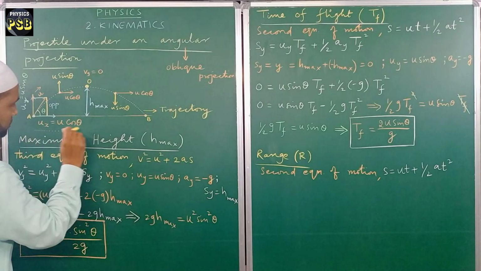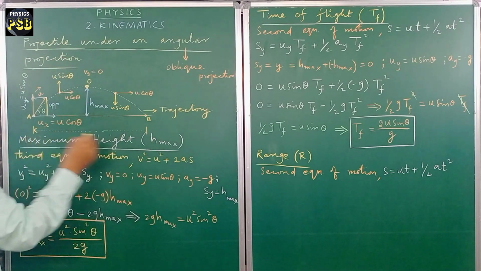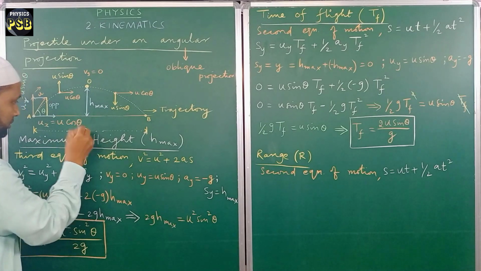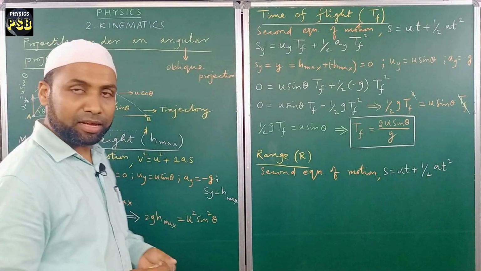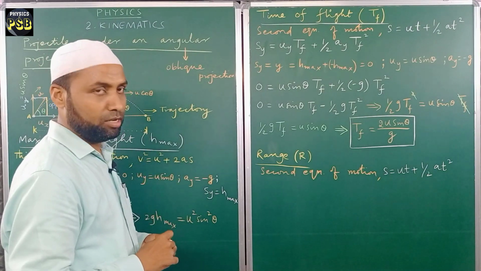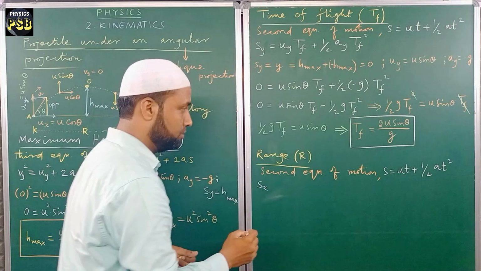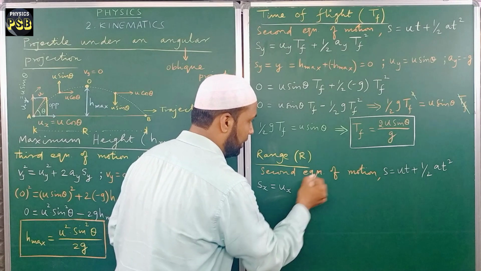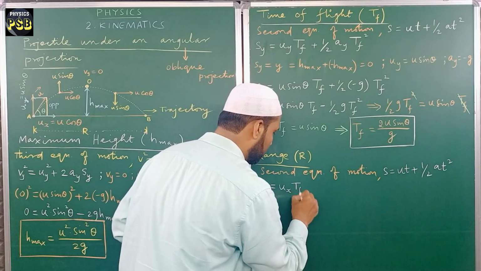This distance along the horizontal direction between A and B represents R. Okay. So we have to take only horizontal motion here. So S is taken as Sx and U is taken as Ux, and here T is taken as TF, total time, isn't it?